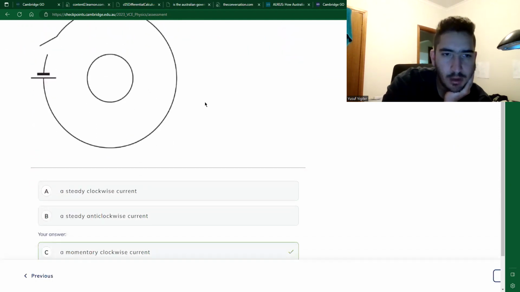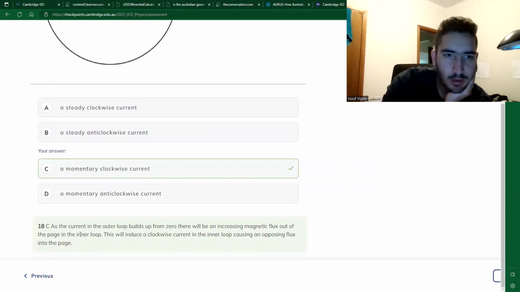I don't get it. As the current in the outer loop builds up from zero, there will be an increase in magnetic flux. Yeah, there is an increase in magnetic flux, from zero to a fixed value, like 2 amps, for example.